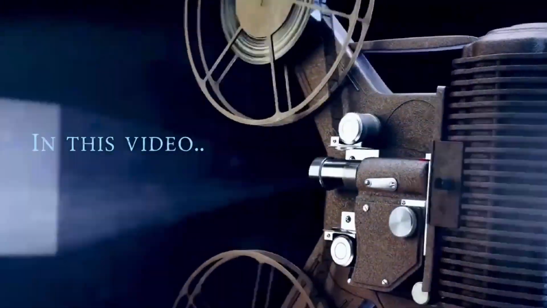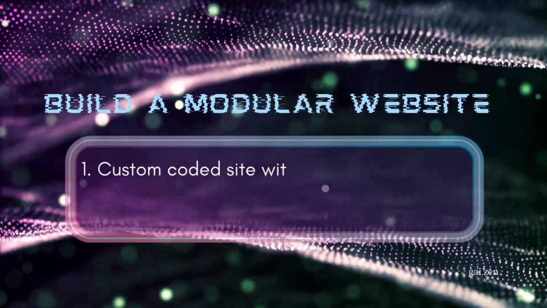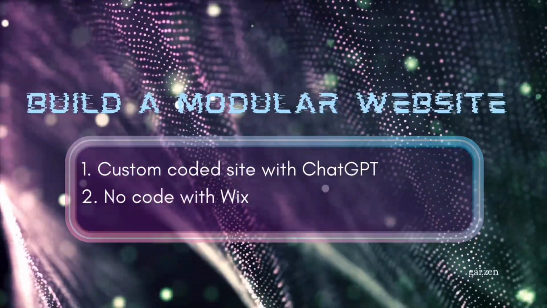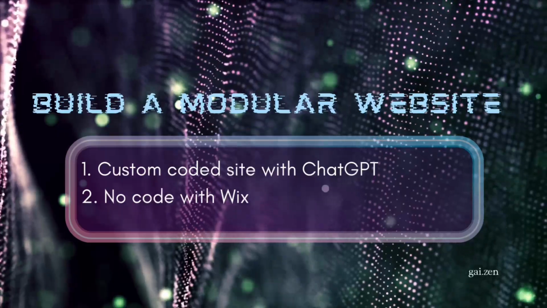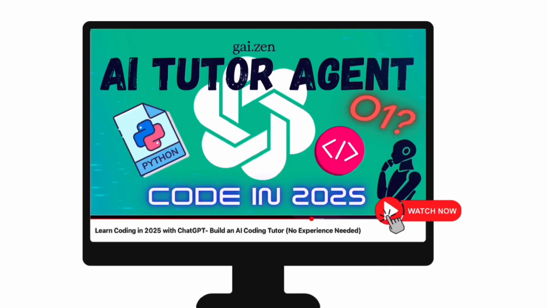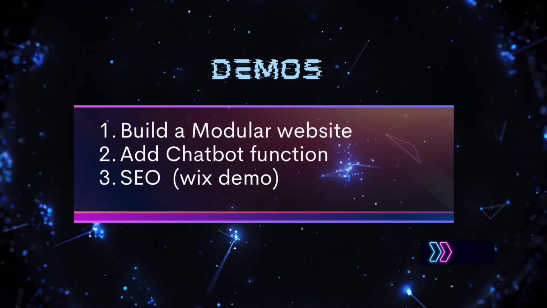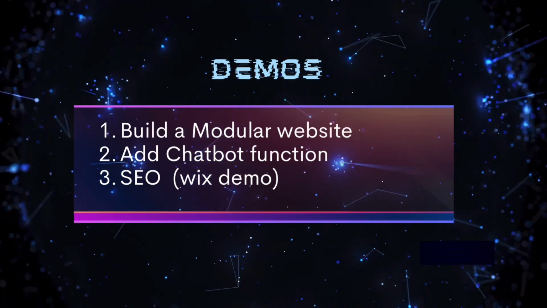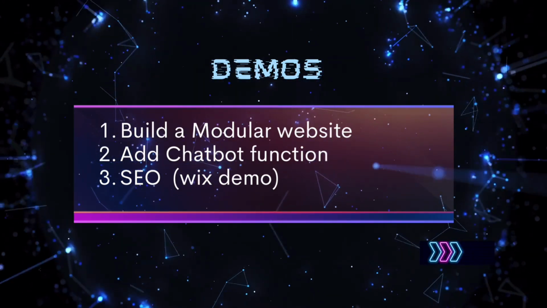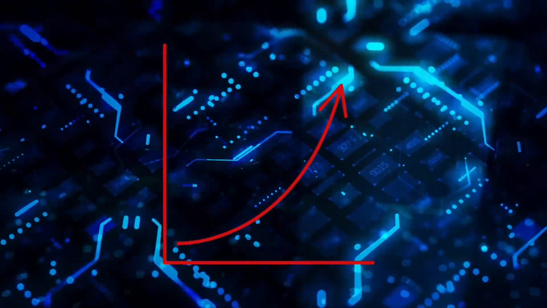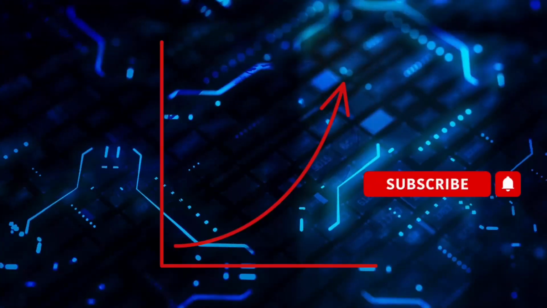In this video, we'll explore two approaches. Using the coding tutor we built together last week with ChatGPT for a custom-coded site, and Wix, a no-code platform. If you'd like a step-by-step walkthrough on how the coding tutor was built, be sure to check out last week's video. Today, we'll use the coding tutor to generate a modular website, add a chatbot, and optimize it for SEO, demonstrating how both tools can future-proof your site as AI continues to evolve.